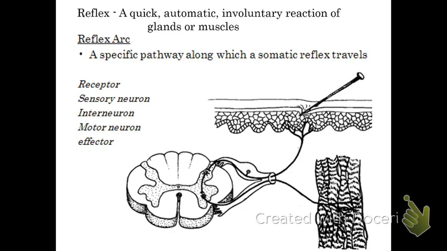The spinal cord is the main connector between your body and the brain, but there's one job that the spinal cord does all by itself that does not include the brain, and that is the spinal cord is responsible for your reflexes. Reflexes, you know what they are. They're really quick, automatic, involuntary reactions, we usually think of them as reactions of muscles.